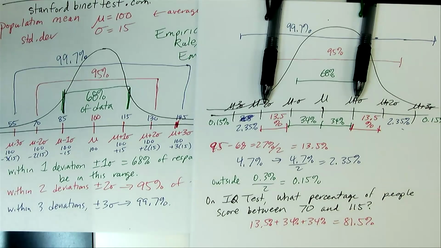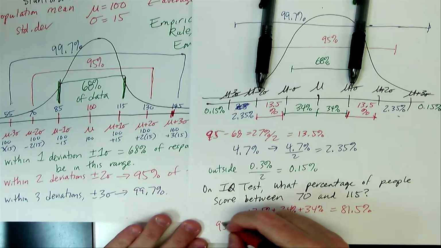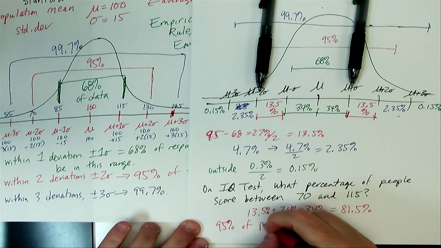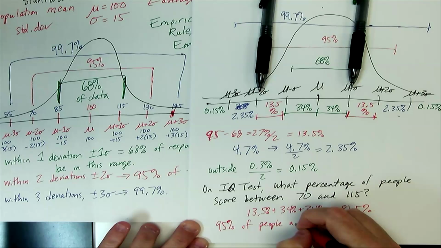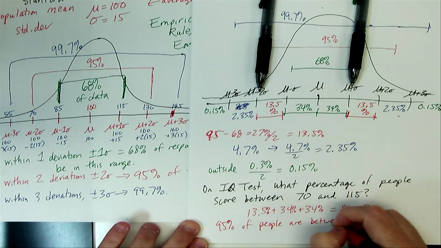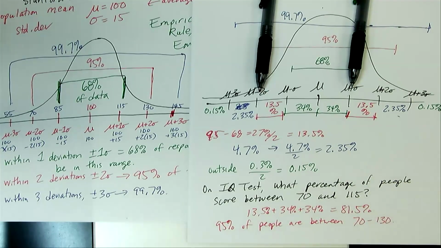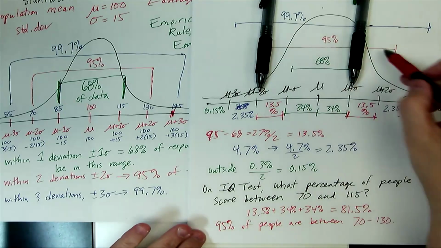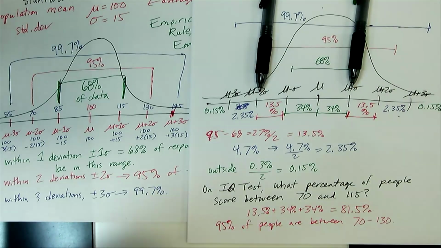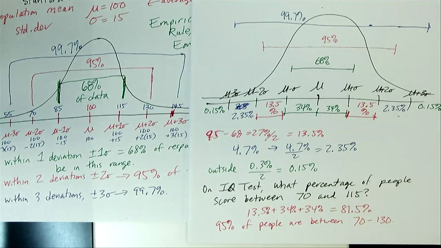And so like, 95% of people are between 70 and 130, because that's the middle 95%. I'm gonna show this graph again on Tuesday, because we're gonna use it a couple times. It's worth sketching it until you have it memorized.